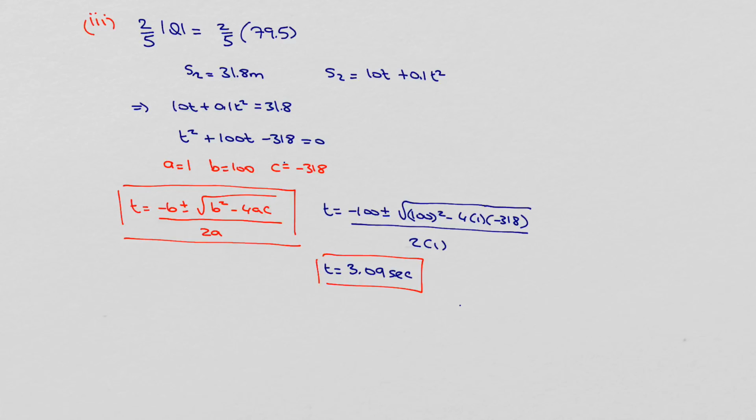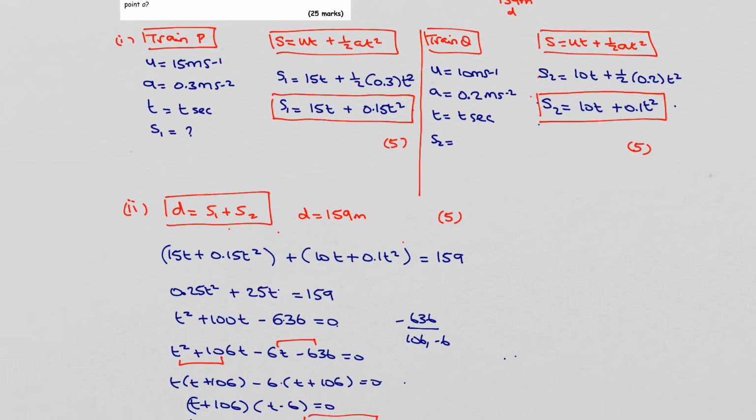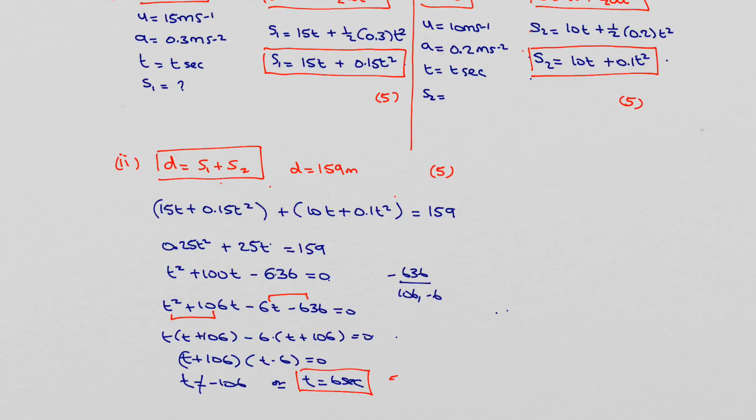Okay, so if we look at the marks, we had 5 marks for the last time. And if I go back to the previous page, we had 5 marks for getting S1 and S2, so our two equations in terms of t for the distance travelled by train P and train Q. We had 5 marks for our relationship that d is equal to S1 plus S2, and we had 5 marks for t is equal to 6 seconds. Okay.